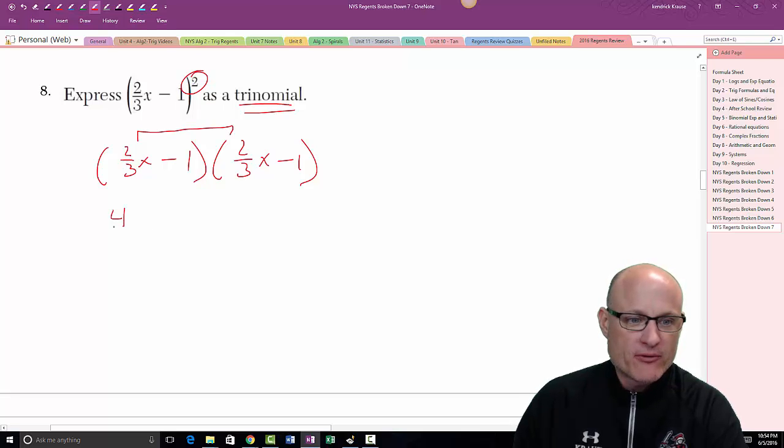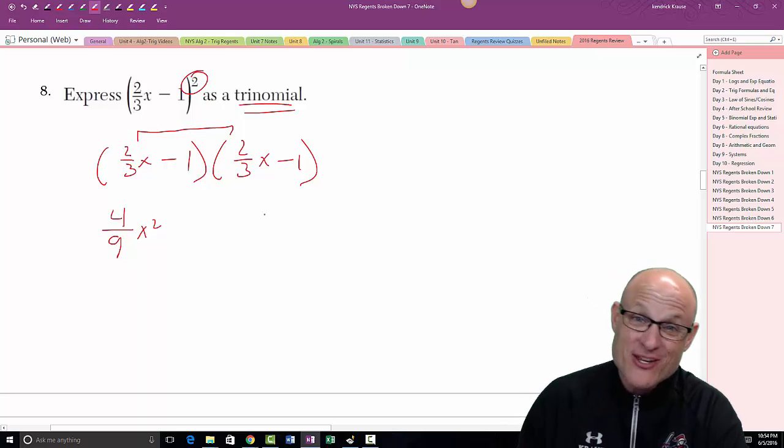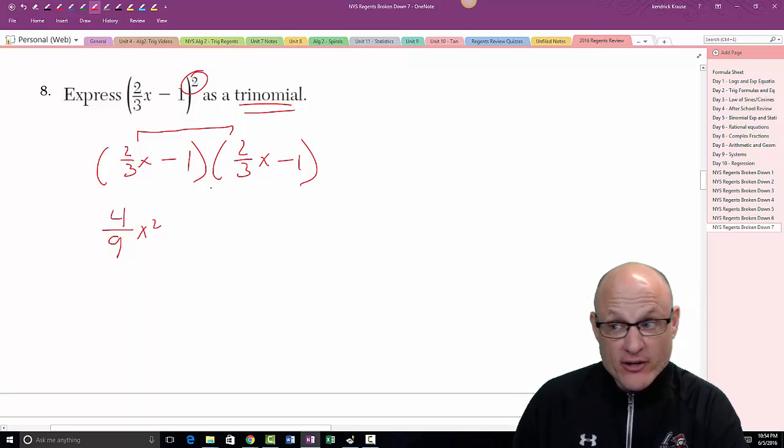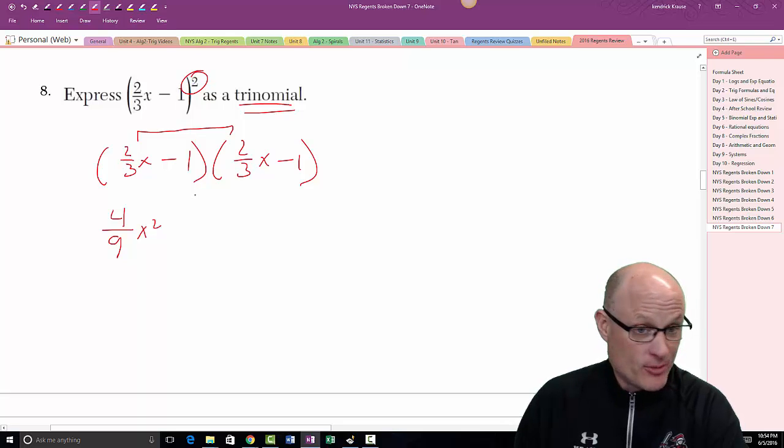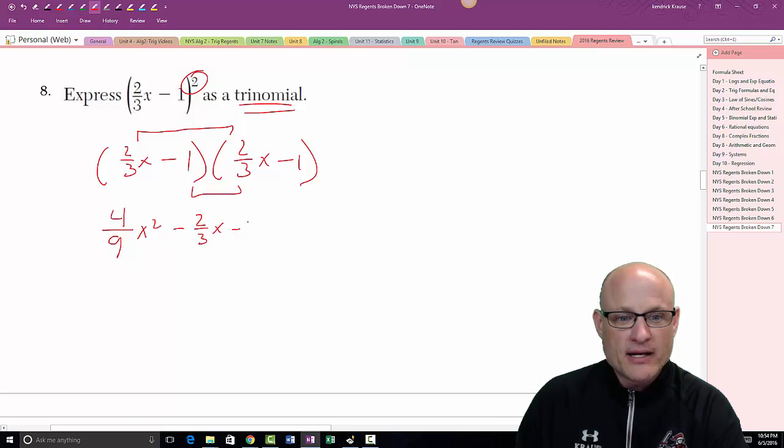All right, we're going to multiply those together. We get 4 over 9x squared. Now, if you don't know that's 4 over 9, grab the old calculator. Be embarrassed. Don't let anybody look. Just look around, make sure nobody's looking, and then use your calculator. But whatever. So 2/3 times negative 1 is negative 2/3 x, minus 2/3 x plus 1. Now, if you do this right, you get 4/9 x squared minus 4 over 3x plus 1.